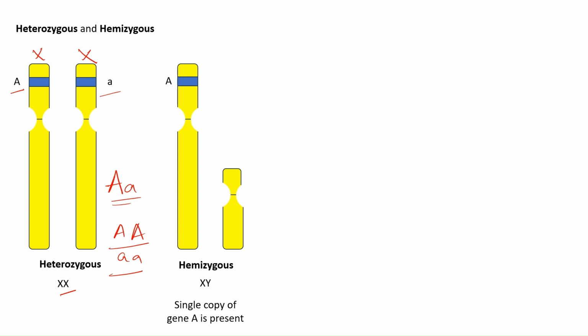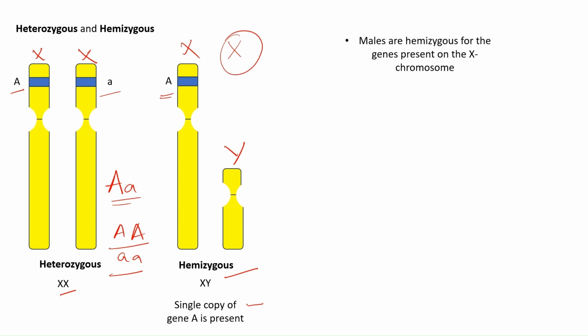Whereas in males, the situation is hemizygous because the male has only one X chromosome. The second one is the Y. So the genes present on the X chromosome are found only as a single copy in males because they lack the second X chromosome. Whatever genes are present on the X chromosome, they have only a single copy of that gene. Therefore, males are hemizygous for the genes that are present on X chromosomes, because the female has two X chromosomes but the male has only one X chromosome.